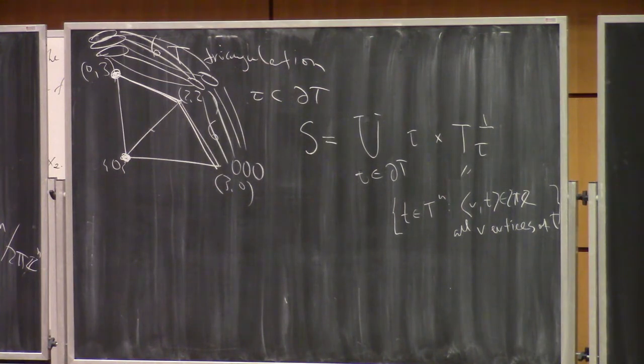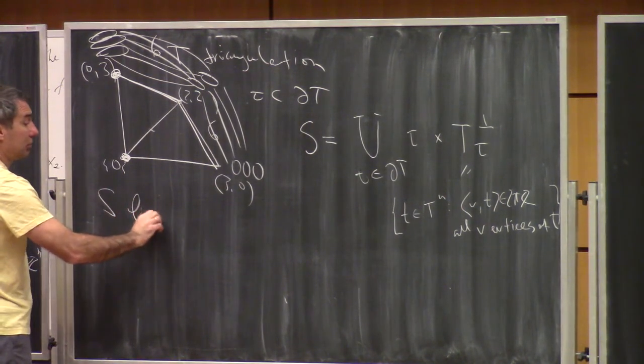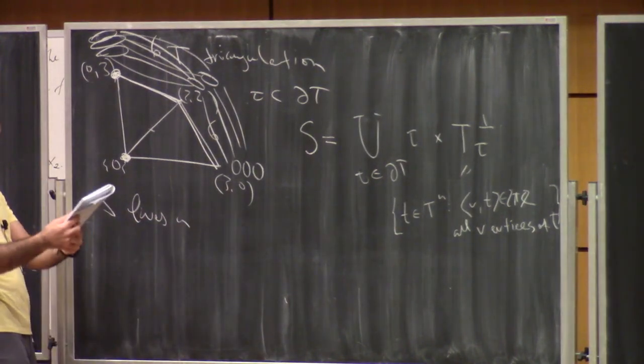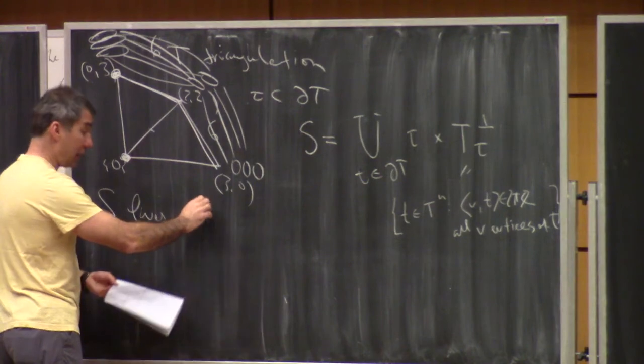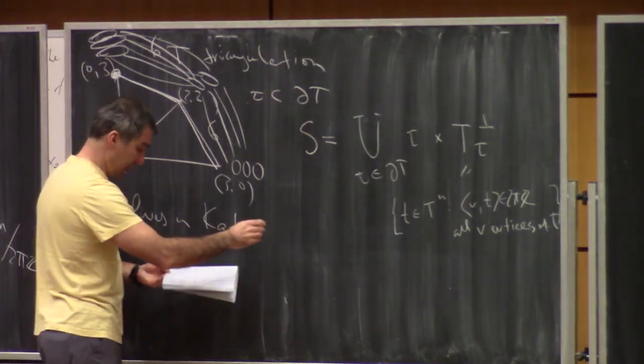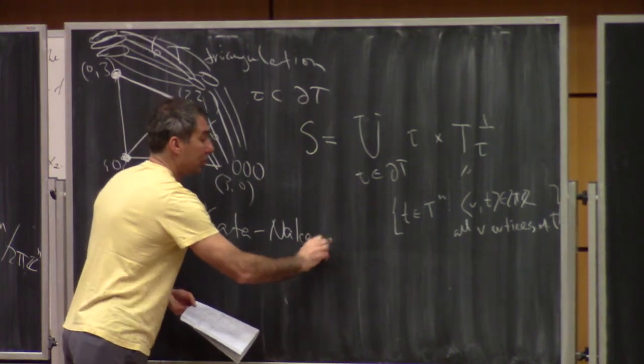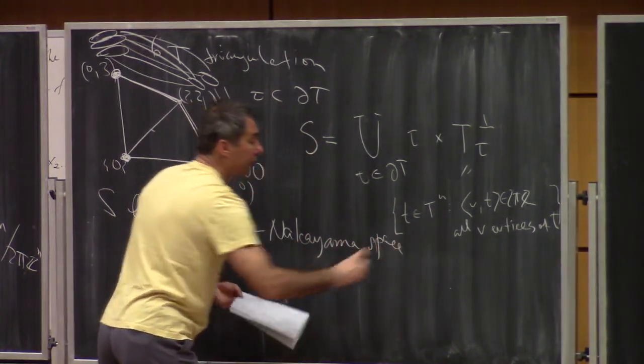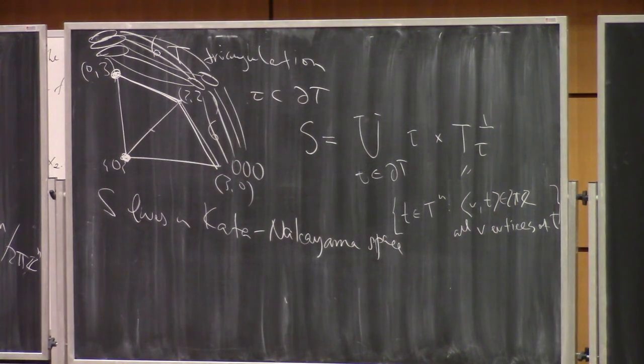So they put it in some. So this S lives in some, I don't have any idea what this is, Kato Nakayama space. It's sort of some space coming from log geometry, and they say this space is actually homeomorphic to the original hypersurface. So they sort of exhibit skeleta of the original hypersurface. Well, I have no idea. Don't ask me about what this is. There is some log geometry.